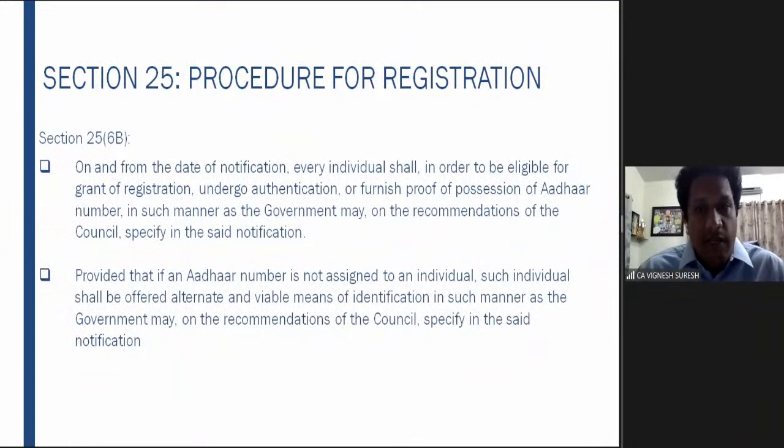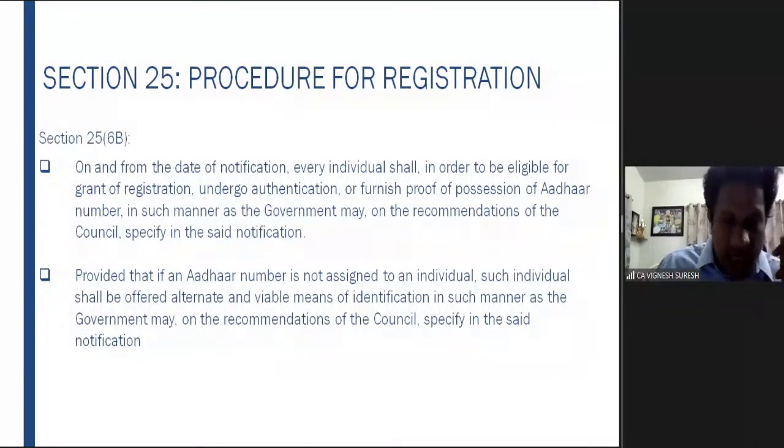Then 25(6)(b) again says that on and from the date of the notification, every individual shall undergo authentication or furnish the proof of Aadhaar number in such manner as may be prescribed. So therefore 6A was the concept of Aadhaar authentication, whereas 6B says that every individual shall undergo the Aadhaar authentication, right? That is the difference between 6A and 6B.